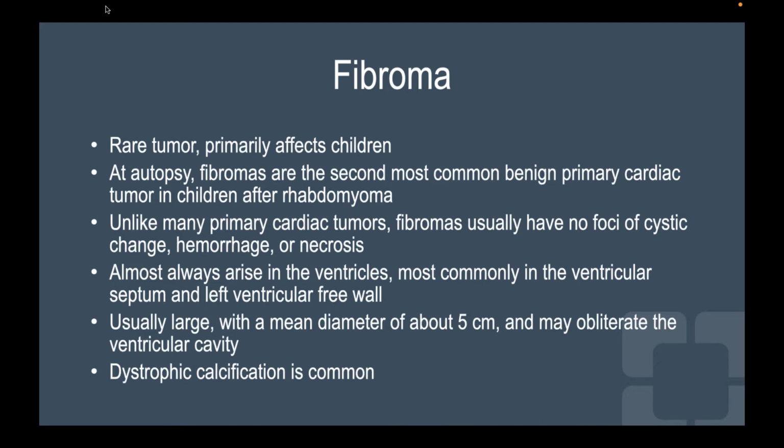Fibromas are rare, but they're actually one of the most common pediatric tumors. They have a bimodal presentation, meaning another peak in presentation, and that would be in middle-aged women, which doesn't fit this specific patient. According to autopsy studies, this is the second most common benign primary cardiac tumor in children after rhabdomyoma. Usually these ones, as opposed to other ones, tend to grow pretty large without having central necrosis or hemorrhagic changes. So they just look like a big piece of muscle that shouldn't be there.